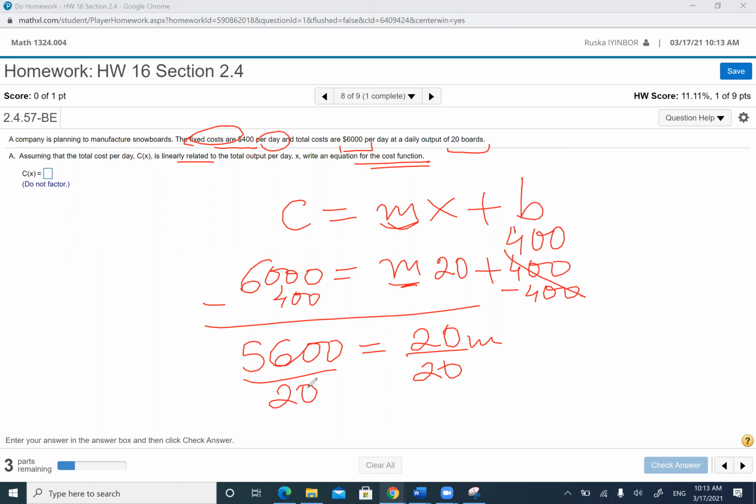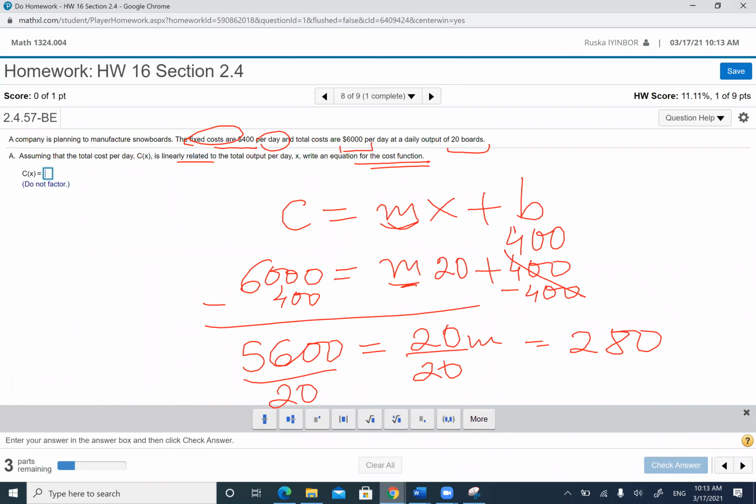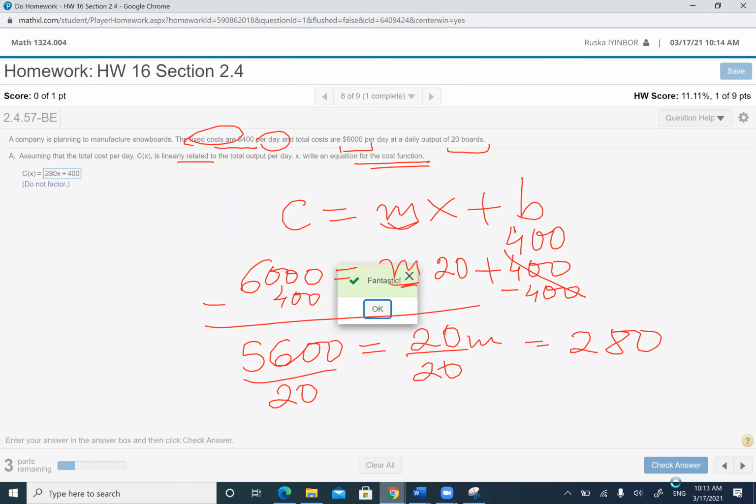So we're going to divide 5,600 divided by 20, which is 280. So my equation is going to be 280, that's the slope, x, plus 400. Let me check that. Okay? Any questions on this?